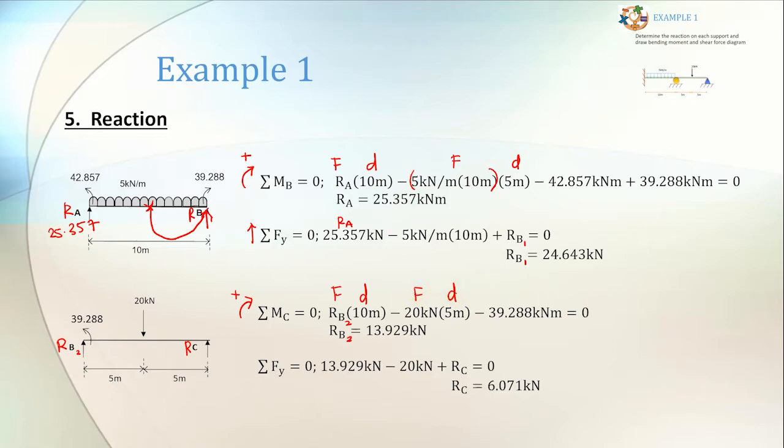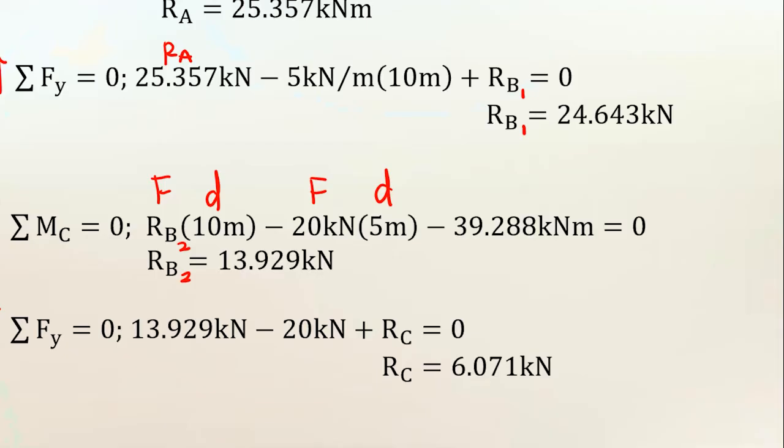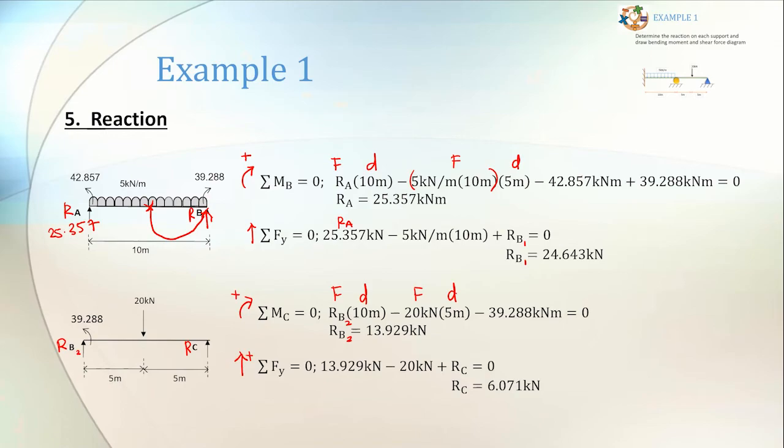right? And then you have one moment here which is counterclockwise, so negative 39.288 equal to 0, which means equilibrium. Calculate everything, then you get the value of RB2. Then we do the force equation. Total force in the y-axis is equal to 0. We have the value of RB2, which is 13.929.